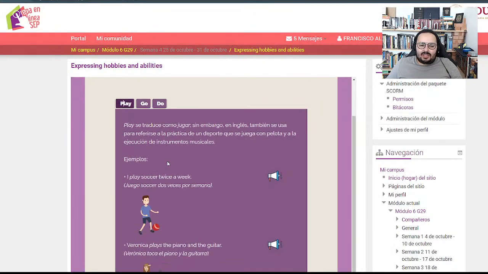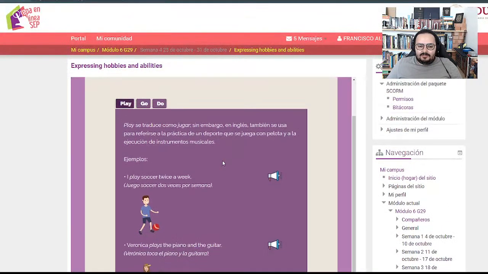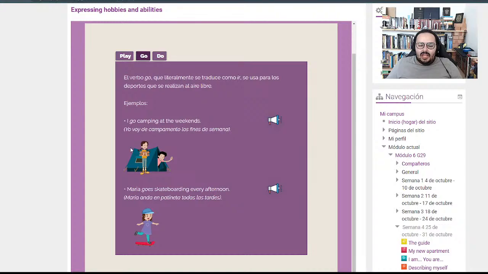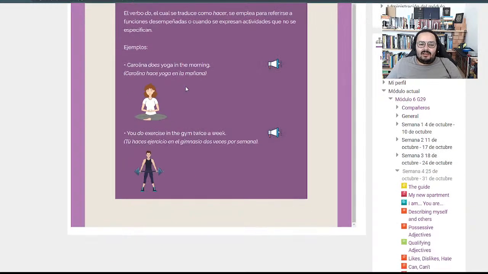Recuerden, play, deportes, y también para instrumentos musicales. Go para deportes, bueno, o actividades que son al aire libre. Y el verbo do se traduce como hacer, se emplea para referirse a funciones desempeñadas o cuando se expresan actividades que no se especifican. Por ejemplo, hablar del yoga o de hacer gimnasio. Carolina does yoga in the morning. Ella hace yoga en la mañana.